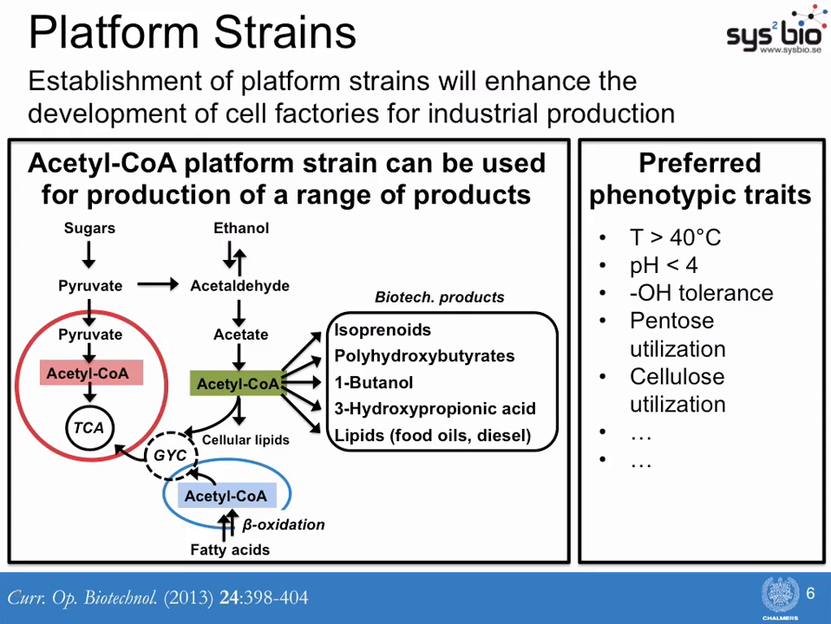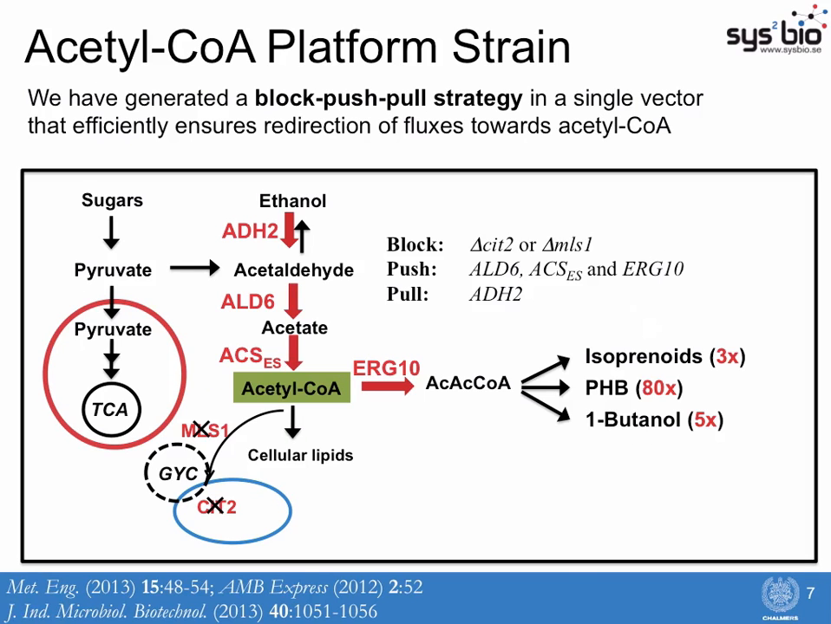But besides, of course, efficient provision of these precursor metabolites, we would typically also like to have a list of preferred phenotypic traits for these strains. It can be that they can grow at high temperatures, low pH, they should be tolerant to different types of alcohols and so on. And this list can be very long, and these will also be traits that we would like to integrate in these platform strains. So first, a little bit about the acetyl-CoA platform strain.